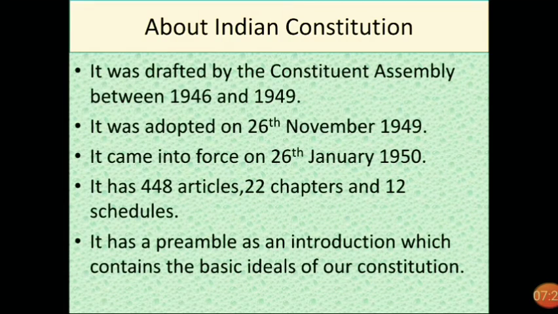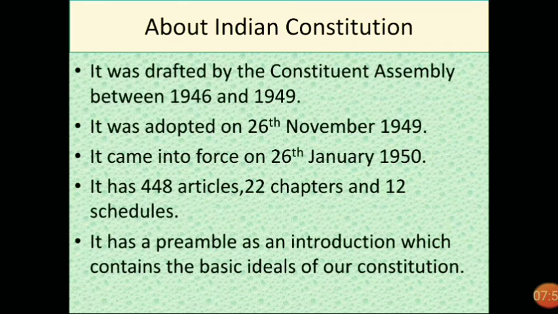When America became independent in 1776 from British rule, its constitution was made in 1787, that is the Philadelphia Convention, and they accepted a preamble. The preamble is the introductory part of the constitution which contains the basic ideals. From the preamble anybody can know about the constitution, the nature of the constitution. So it is the mirror of the constitution, you can say.